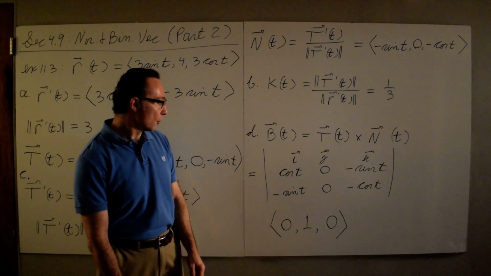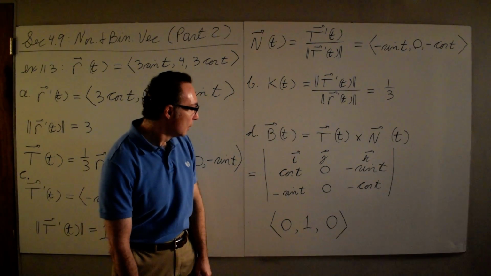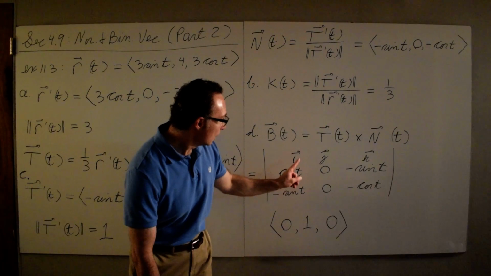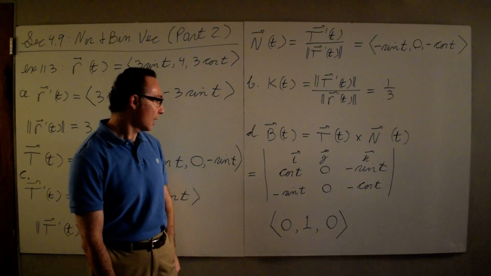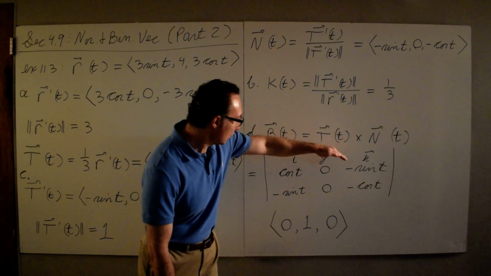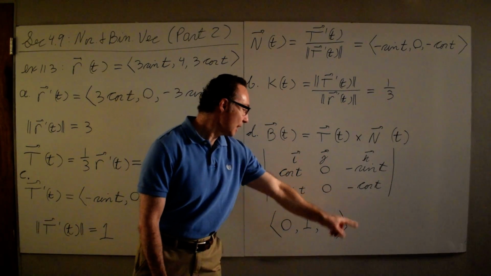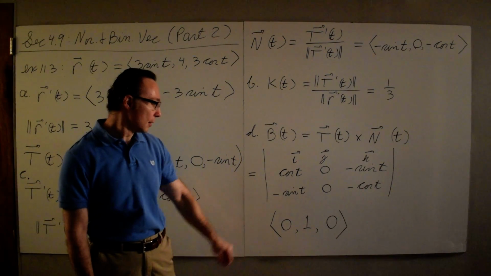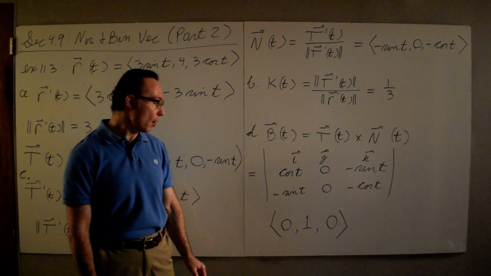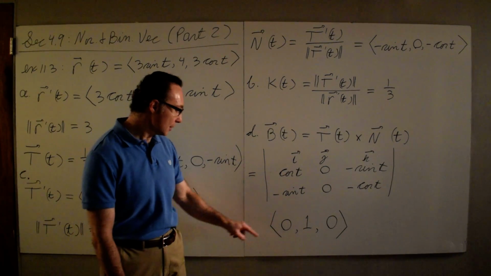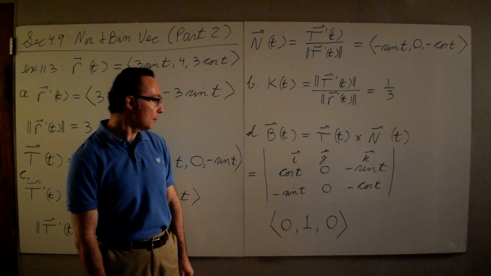and for the first entry, we ignore i's row and column, and we have 0 minus 0, which is 0. For the second entry, we ignore j's row and column. We have negative cosine squared minus sine squared. That is -1. But because it's the second component, we change the sign. So we have a +1.